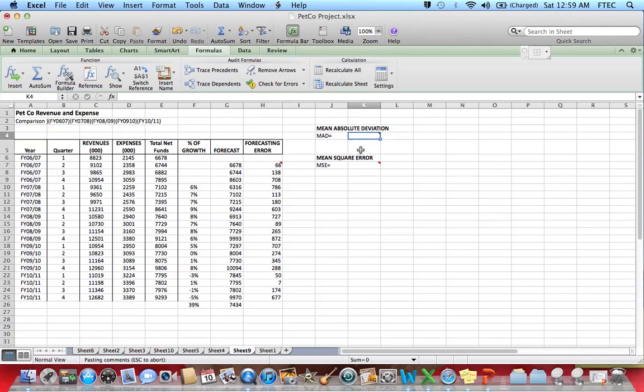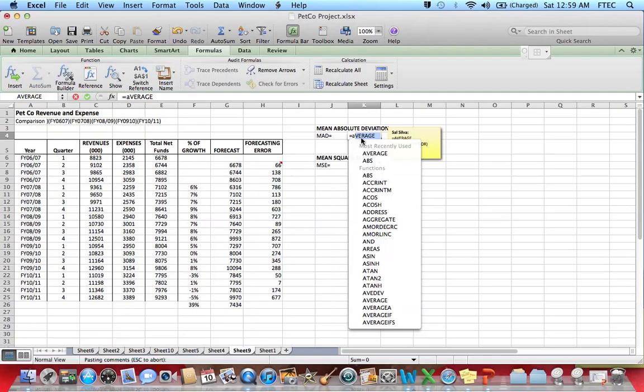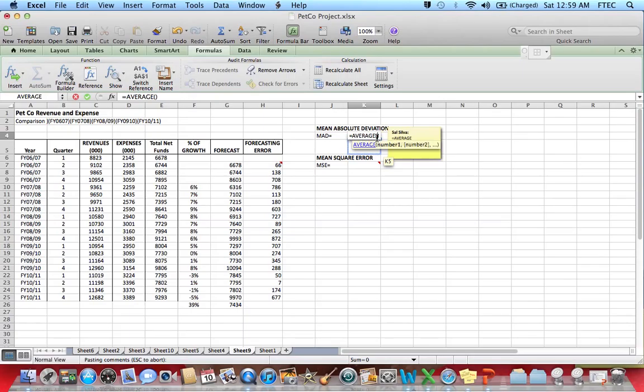And that brings you to the mean absolute deviation. Once you get to the mean absolute deviation, your formula will be equals average. Inside the parentheses, you will want to highlight your forecasting error. Now, prior to this, you want to name your forecasting error, as I did here, by average. And your number will be 372.